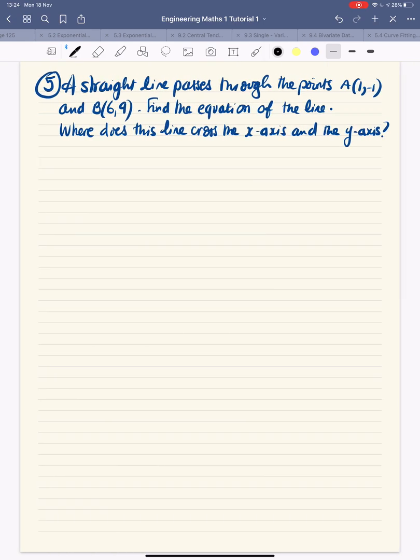2. Number 5. A straight line is always y equals mx plus c, and the m is the change in y's over the change in x's. So it's the y from the b minus the y from the a divided by the x from the b take away the x from the a.